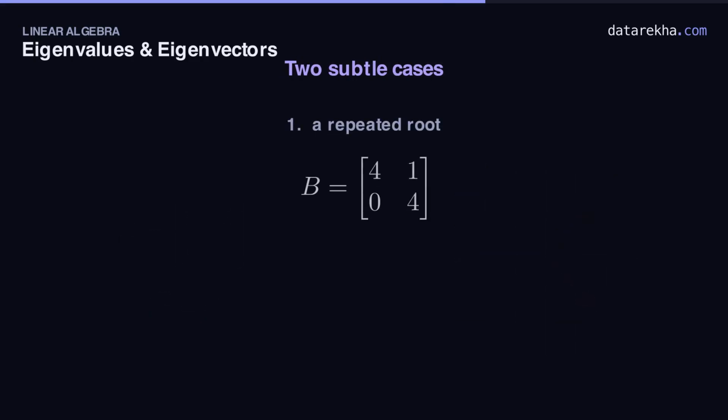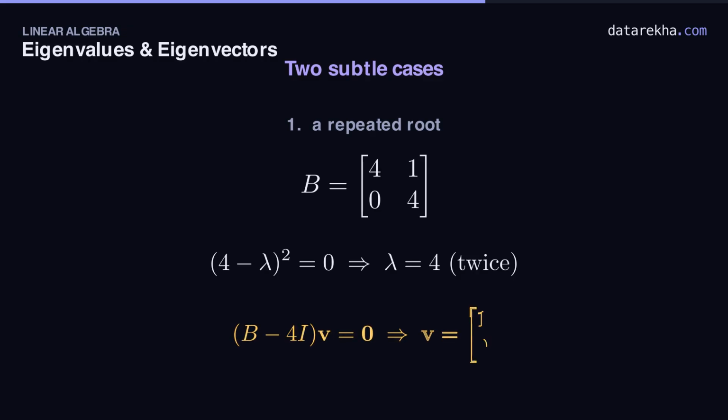Two cases worth meeting. First, a repeated root. This triangular matrix carries its eigenvalues right on the diagonal. Lambda equals 4 twice over. You'd expect two eigenvectors. But solving leaves only one direction, (1, 0). The root repeats, yet the matrix hands back a single eigenvector. We call such a matrix defective.